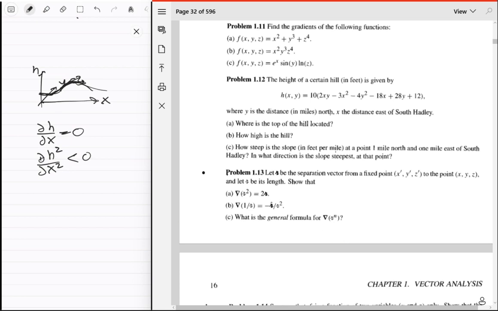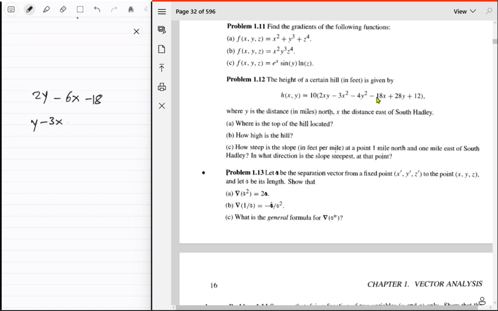And similar stuff for y as well, right? So let's see. First, we'll just do these two equations: differentiate with respect to x and equate to 0, and also with respect to y and equate to 0. Let's see what we get. So what do you get? You get 2y minus 6x. Well, that's constant now with respect to y. Okay, then you get minus 18. This should be equal to 0, so y minus 3x minus 9 is equal to 0. I think, yeah.